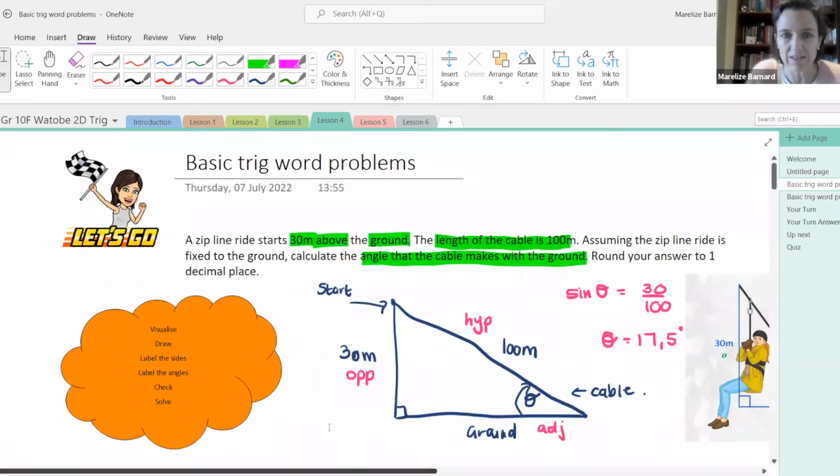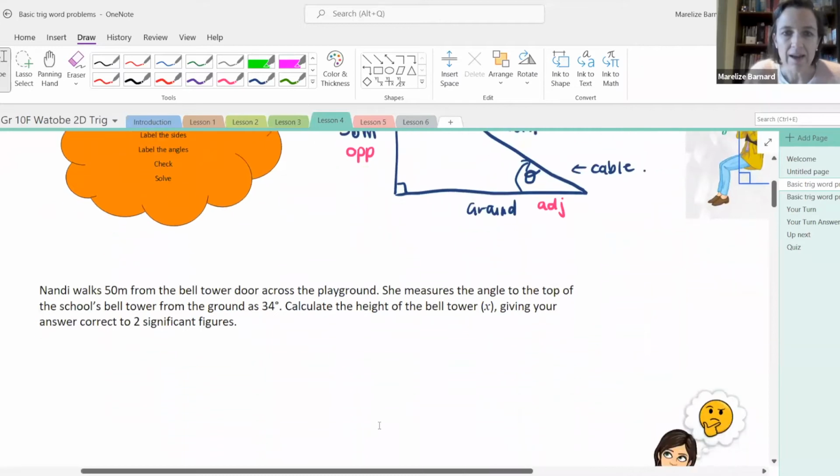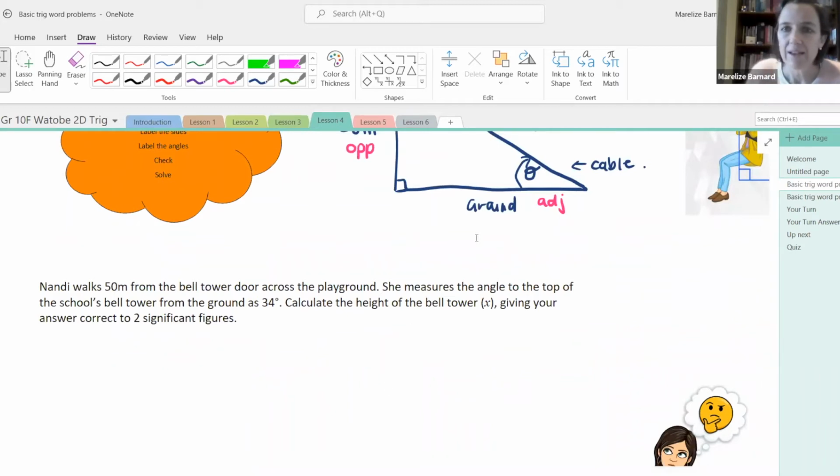So let's see what the next one is about. And I want you to do the same story. Read the question. Post your reading face emoji when you are done.